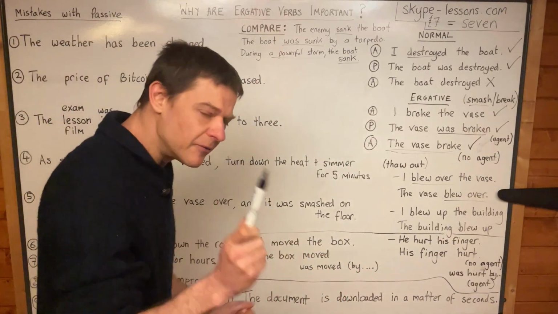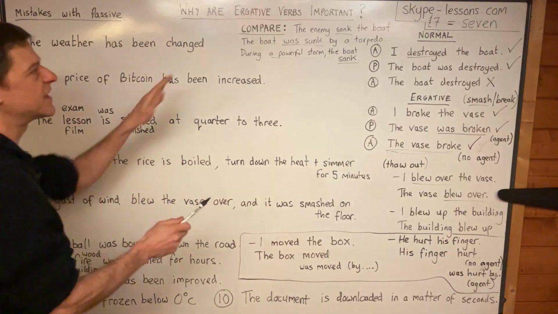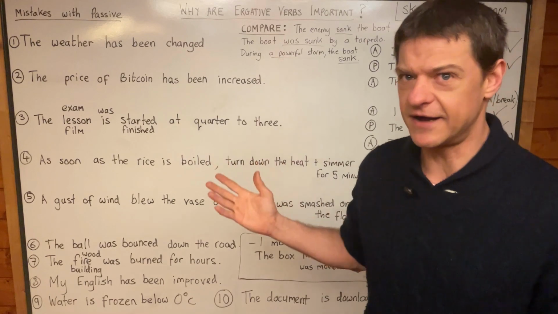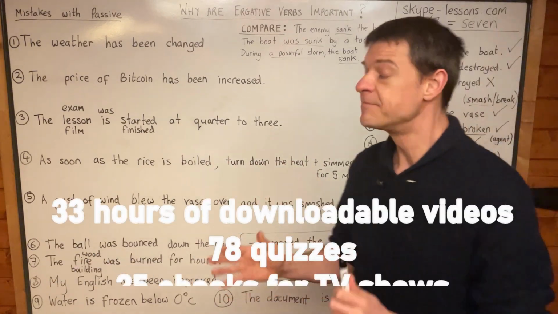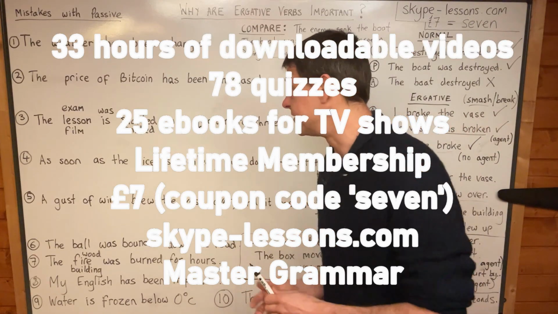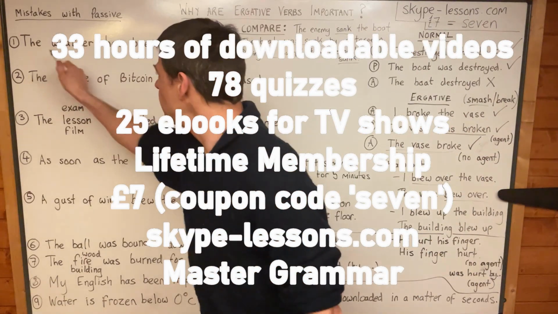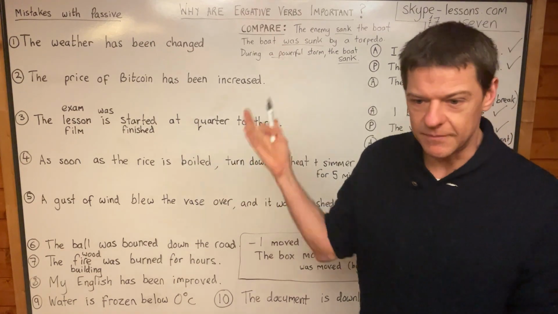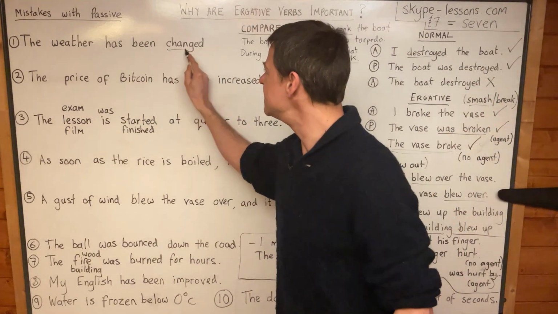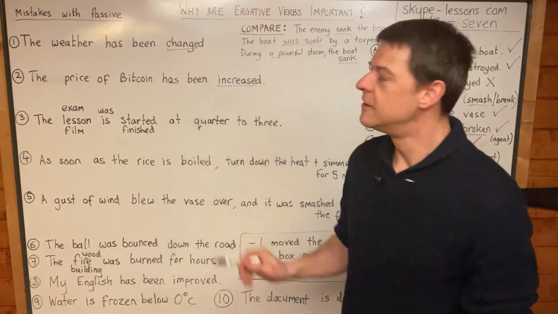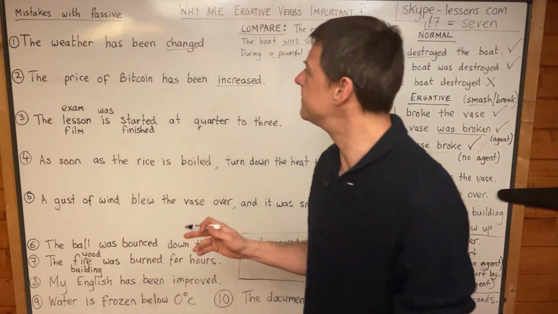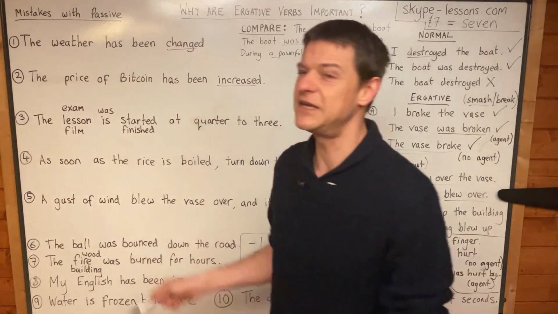Okay, so now let's go through 10 really typical mistakes with ergative verbs, because I think this is the best way to really understand what an ergative verb is, and also to understand why you need to know what an ergative verb is. So look at number 1, the weather has been changed. I've done this one before, but I'm going to do it again because it's such a common mistake. And it really is this verb and this verb which are the most commonly misused ergative verbs. So number 1, the weather has been changed.